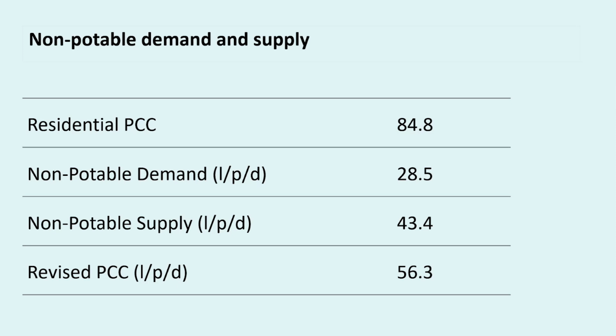So the PCC, per capita consumption of 85 litres in our example home, can be broken down into the non-potable demand of 28.5 litres. This is the demand for water to supply the toilets, washing machine and external use, which of course doesn't have to be of drinking water standard and could be supplied by non-potable water.